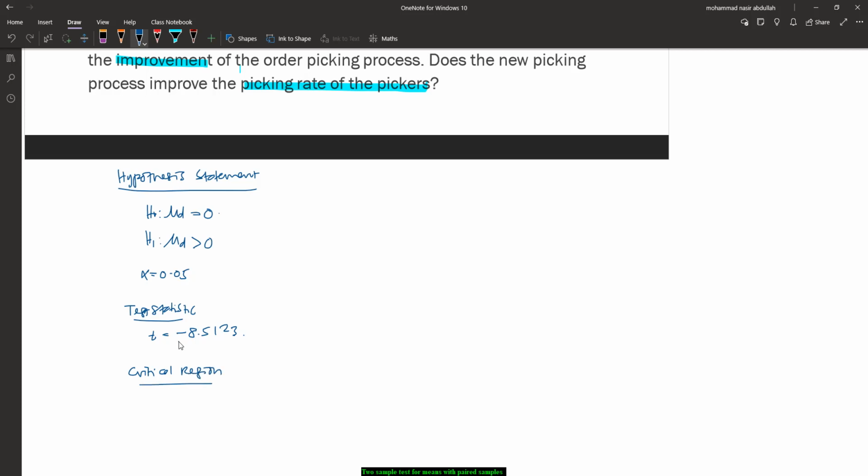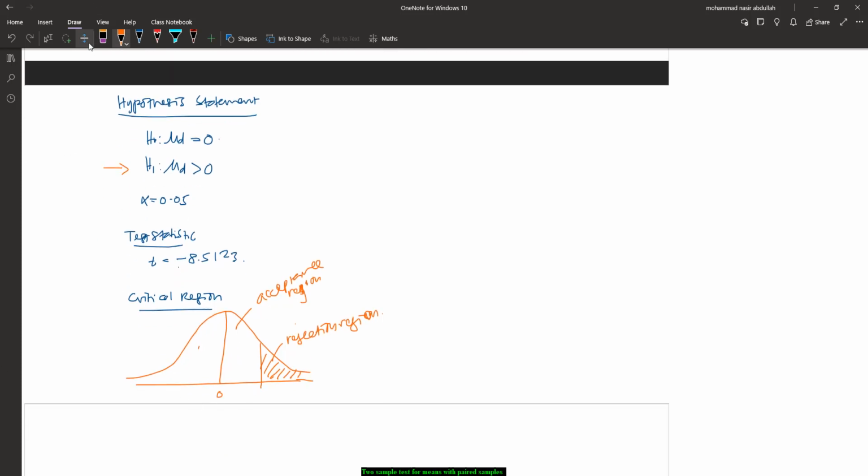Now the next step is we need to find the critical region. By looking at the alternative hypothesis, mu D is more than 0, this is a one-tail test. So the rejection region should be on the right-hand side. This is the 0 value, this is the rejection region, and this is the acceptance region. So what is the critical value of this region?